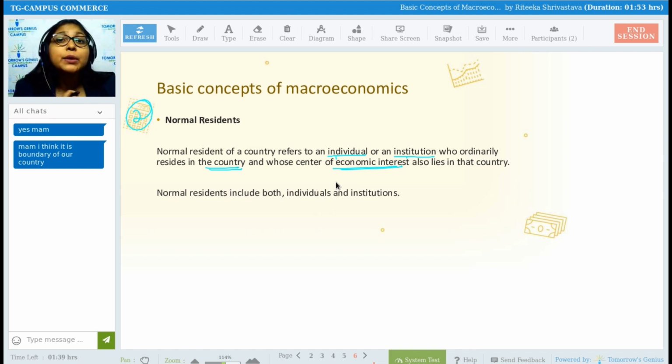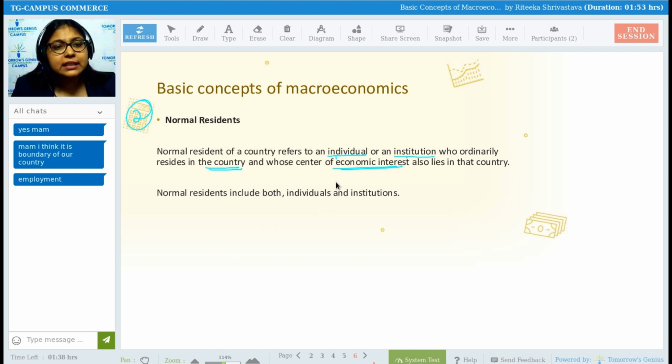What do we mean by economic interest? Any idea? What is economic interest? A normal resident is the person who is living in that country, or second, whose economic interests lie in the country.